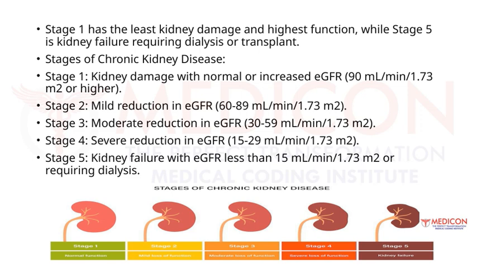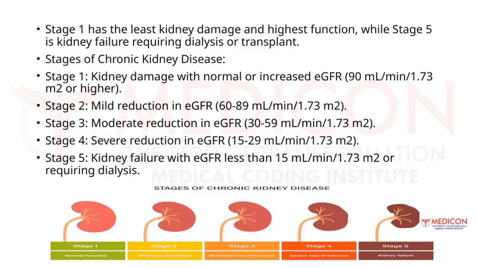Stage 1 is where the kidney damage is actually the least, and the kidney function is still at its highest level. In fact, in this stage, the eGFR, or estimated glomerular filtration rate, is 90 ml per minute per 1.73 square meters or even higher. So even though damage might be present, the kidneys are still functioning quite well.